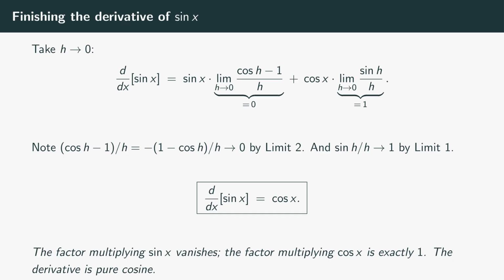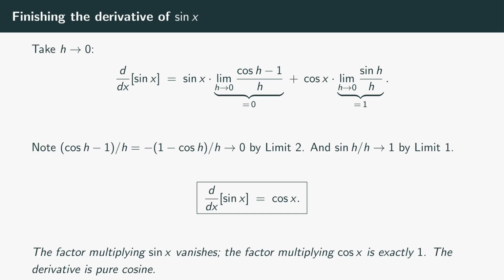The second limit is sine h over h, which by limit 1 equals 1, so the second term is cosine x times 1, which is just cosine x. The derivative of sine x is 0 plus cosine x, which is cosine x. The promise from episode 5 and episode 6 is finally proved.